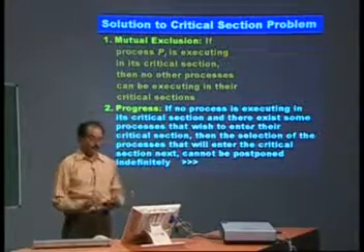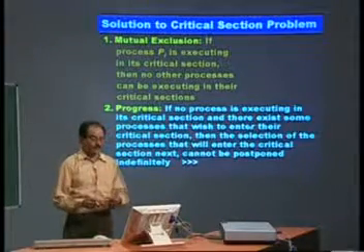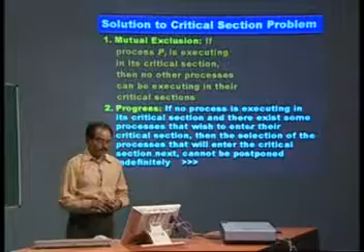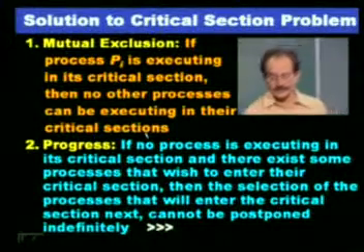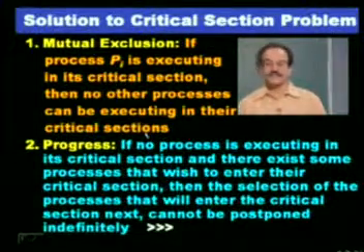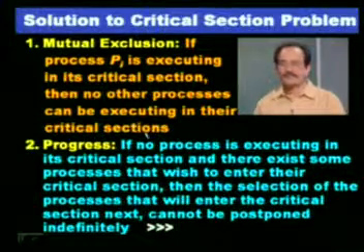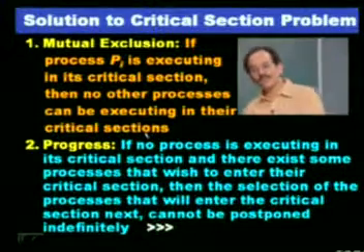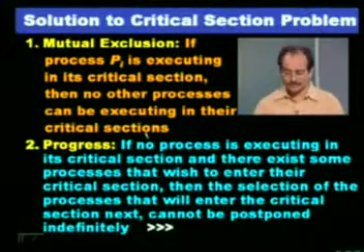Now, these are some of the solutions to the critical section. We say there is mutual exclusion. Okay, if process Pi is executing in its critical section, then no other process can be executed in their critical section. This is what I had tried to show you. In case process A has entered into the critical section, I will not allow process B to enter into the critical section there and execute.